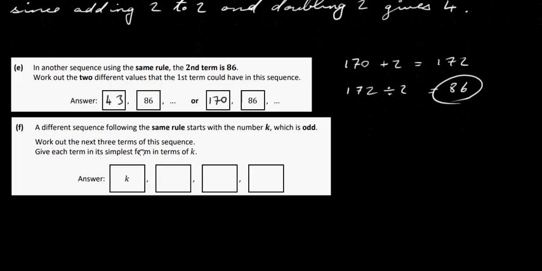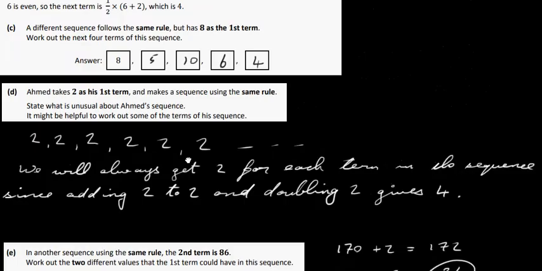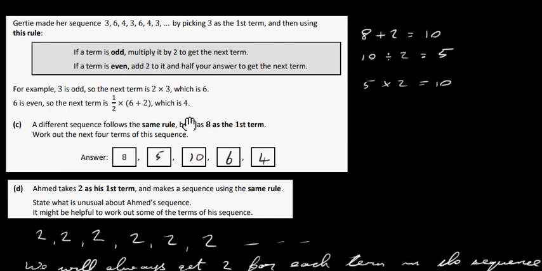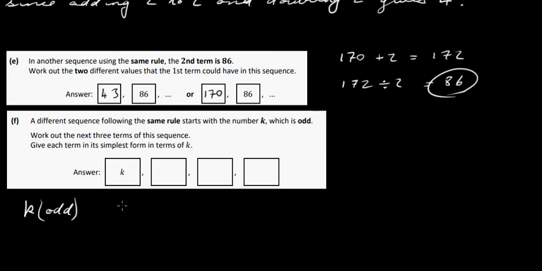Okay, a different sequence follows the same rule, but this time it starts with k, which is odd. Now they're telling you k is odd. Work out the next three terms of this sequence. Give each term in its simplest form in terms of k. Okay, so we're going to start with k, and we know that k is an odd number. What does it say about odd numbers? Odd numbers you just simply multiply by 2. So here we're going to end up with 2k.